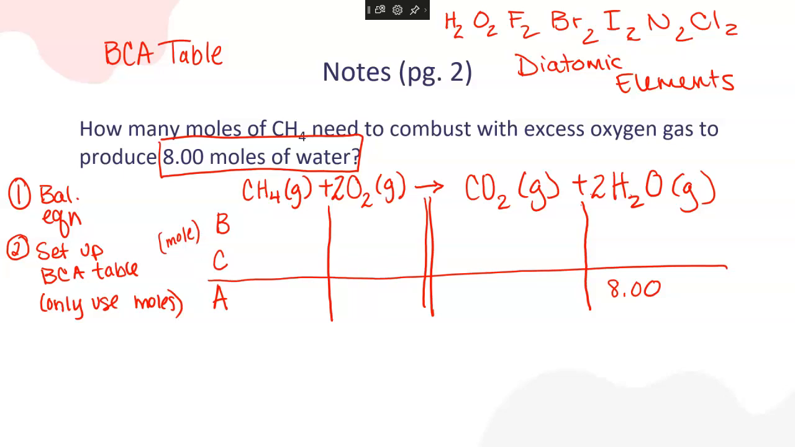So, once we've set up the BCA table, we start filling in what we know. So we know after the reaction, we have 8 moles of water. Before the reaction, how much water do we have? 0. How much carbon dioxide? 0. Okay. It also tells us we have excess oxygen gas. Excess means we aren't going to consider it. We've got too much for it to matter. So you can X out anything that is excess.